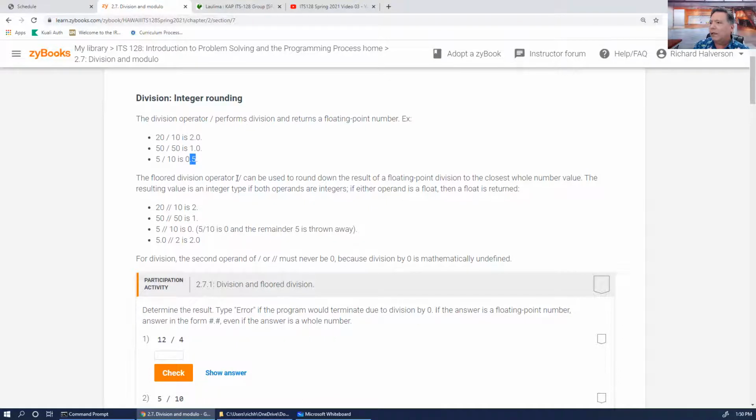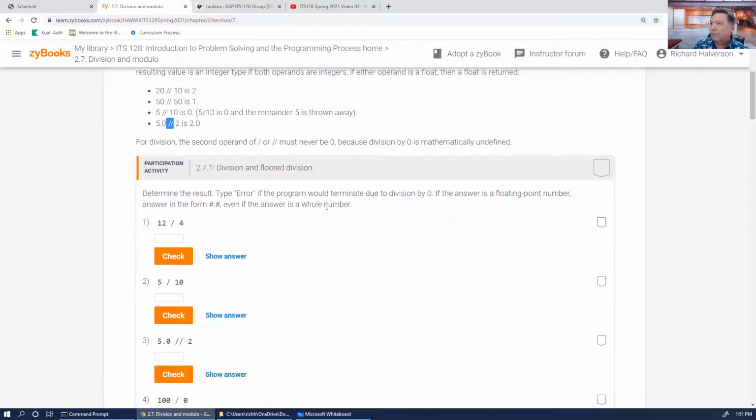Anyway, a double slash division just gives you the quotient part and throws away the remainder part. So 5 // 10 is 0 because the integer part is 0. 5 // 2 is just 2 because it's really 2.5 if it were a single slash, but we throw away the 0.5 part when we're doing integer division.